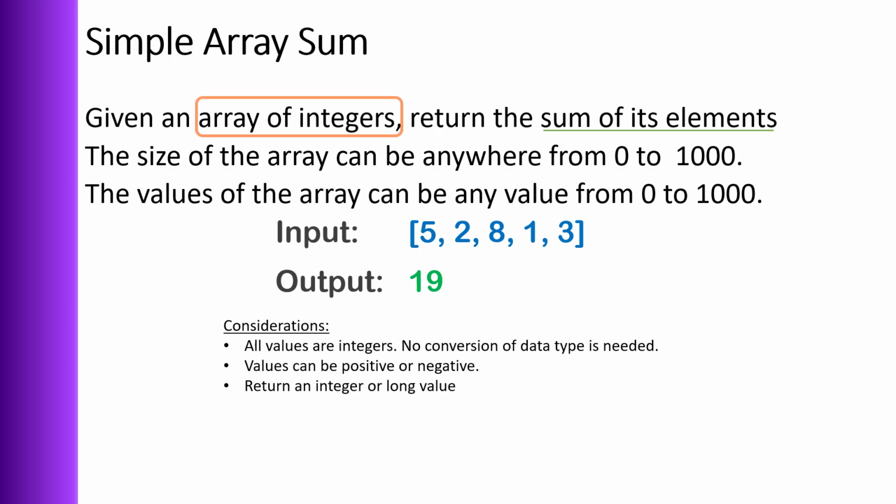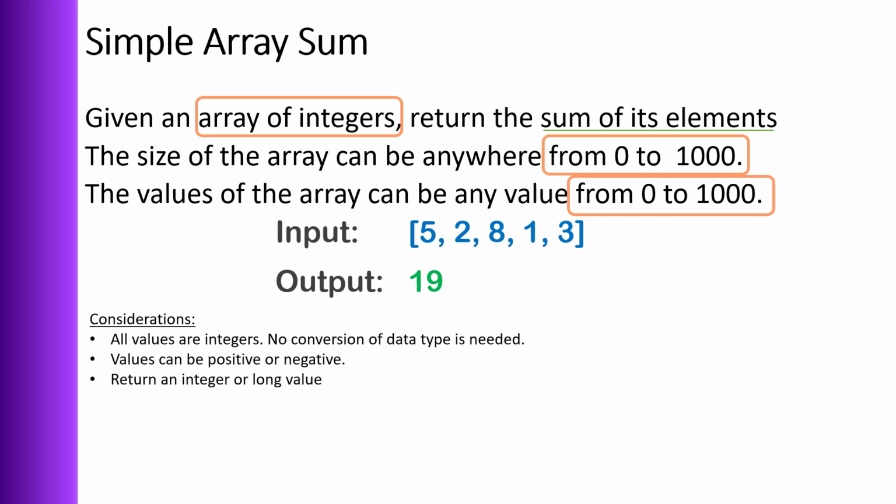So we have to return an integer or long value. We are not yet sure how much space we need. Do we actually need an integer, or do we need a long value? So here is how we would know. It says here the size of the array can be anywhere from 0 to 1000. And also, the values of the array can be any value from 0 to 1000 as well.